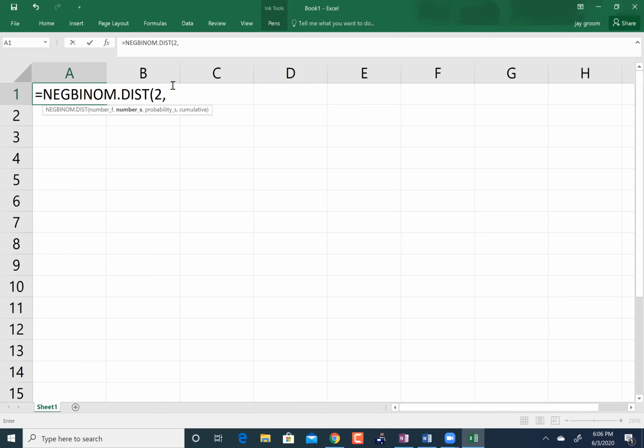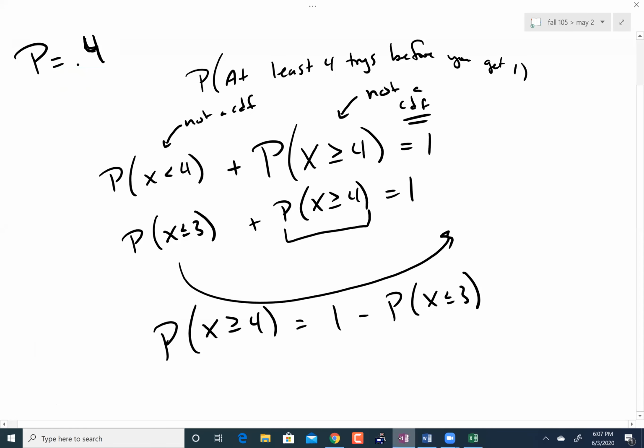2 failures, 1 success. 0.4 is my probability of success, and 1 right there makes this the geometric CDF. And we're just going to do 1 minus that. So there's a 21.6% chance. Weren't we saying that the failures were 3 because you have at least 4?